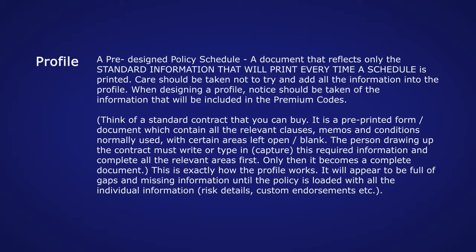Think of a standard contract that you can buy. It is a pre-printed form or document which contains all the relevant clauses, memos, and conditions normally used, with certain areas left open or blank. The person drawing up the contract must write, type in, or capture this required information and complete all the relevant areas first. Only then it becomes a complete document.